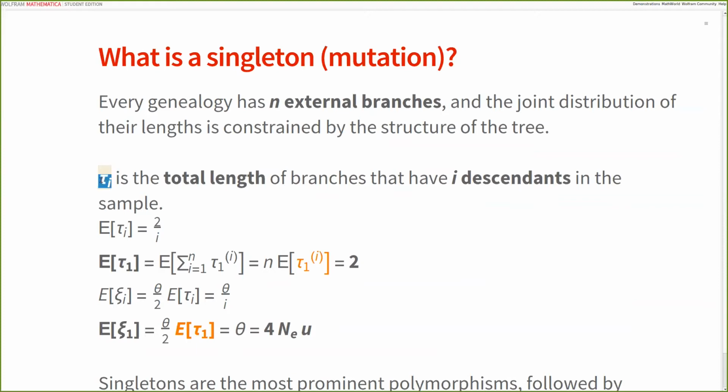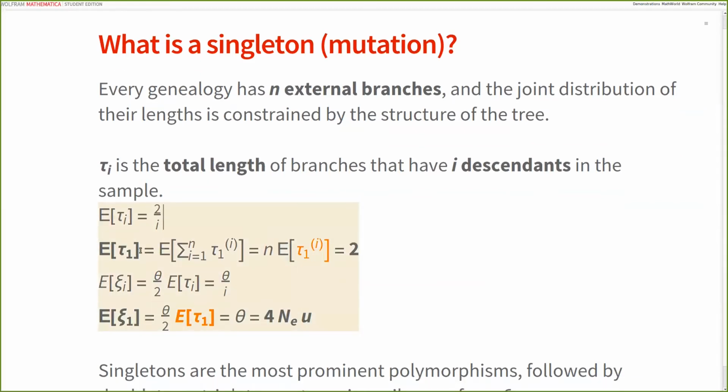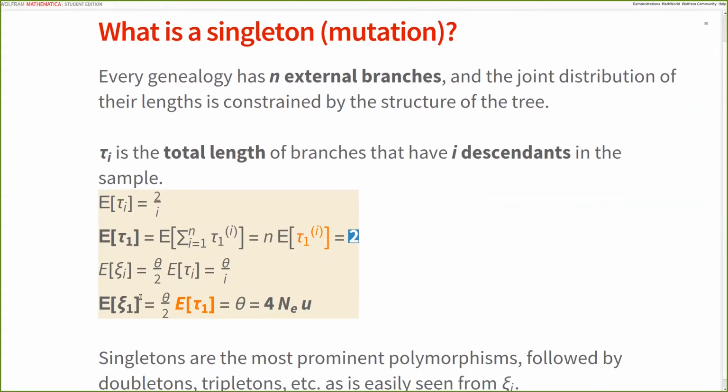So if we call, for instance, tau i the total length of branches that have i descendants in the sample, then tau 1 is of course the total length of branches that give rise to 1 descendant. So the branches that can give rise to singleton mutations, the only branches namely. Then we can easily find the expected value of its length in coalescent units. Basically, it's 2.